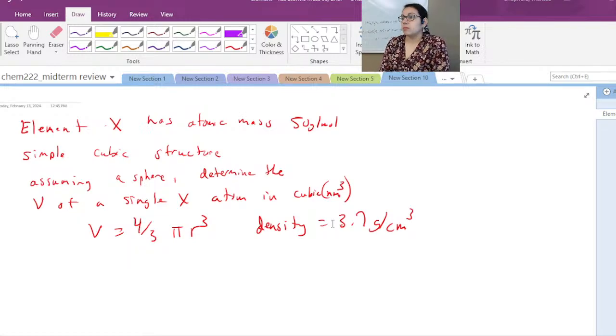Can you give us the first equation that we're supposed to use? Well, let's see, you guys tell me. We have atomic mass is 50 grams per mole, and we have a simple cubic structure. So what does that tell us? That's one atom. And then we're given density, so what can we do with density?